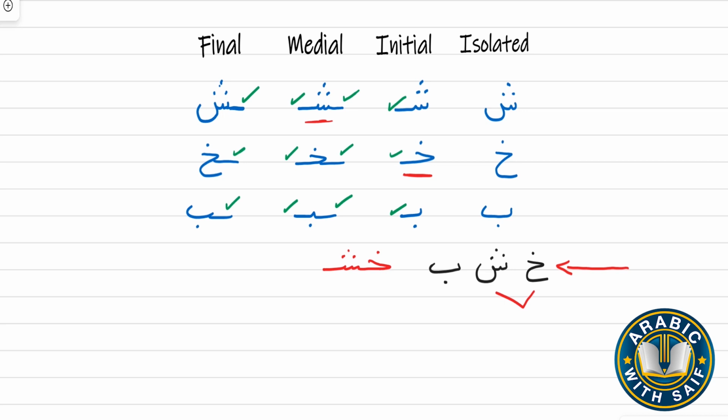Now we will check the relation between Sheen and Ba. Sheen in the middle allows connecting a letter after. And letter Ba final form can be connected to any letter before. So both will get connected. And this will be the final form for this word. Let's read it. Khashab. Khashab means wood.